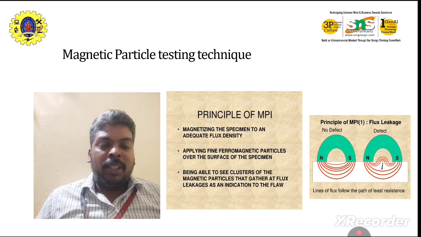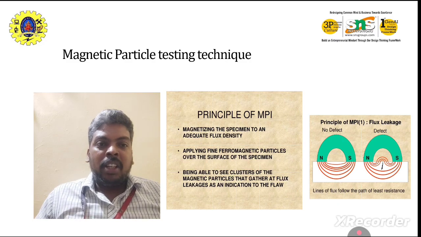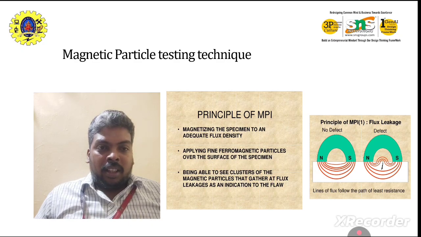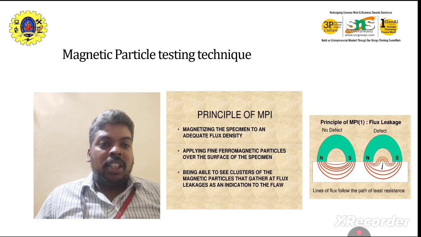You can see that the material must be magnetic. That is the first condition. The magnetic specimen must have adequate flux density. Applying fine magnetic particles over the surface of the specimen, we are able to see clusters of the magnetic particles gathering at the flux leakages, an indication of the flaws.